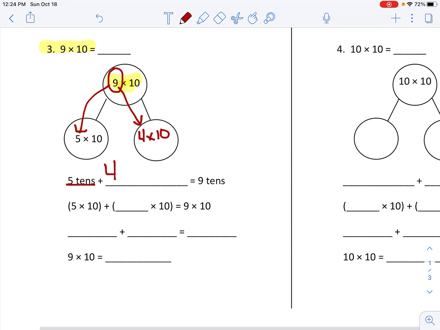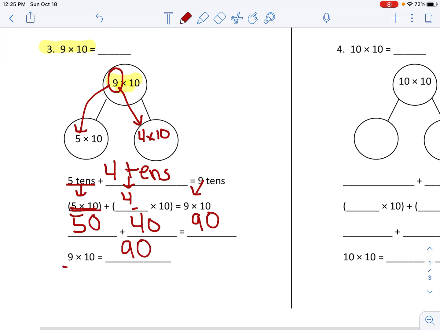So now on the line, they've labeled it 5 tens plus 4 tens equals 9 tens. So 5 tens is 5 times 10, 4 tens is 4 times 10, and 9 tens is 9 times 10. So how much is 5 times 10? 5, 10, 15, 20, oh, I'm sorry, I counted backwards. Count 5 groups of 10: 10, 20, 30, 40, 50. Oh my goodness, Mrs. Todd's brain is still sleeping. 4 times 10: 10, 20, 30, 40. And 50 plus 40 is 90. So 9 times 10 is 90.